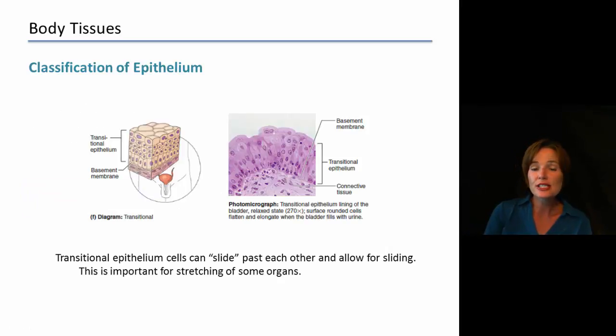We also have what's called transitional epithelium. What makes transitional epithelium unique is that the cells can slide past each other. When they slide past each other, this allows for stretching. For some organs, stretching is really important. One primary place where we see this is the urinary system, and things like the bladder that have to stretch quite a bit. The bladder is what we're looking at in this particular microscope image. Again, these cells are able to slide past each other, and that's what makes them transitional.